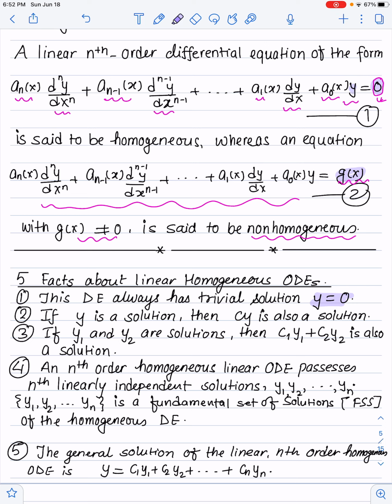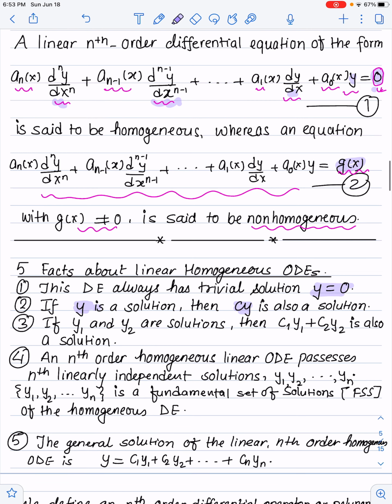Y is 0, y prime will also be 0, and the nth derivative of y will be 0, and that will be the sum of those, with these coefficients also being 0, so it satisfies the differential equation. So a linear homogeneous differential equation always has a trivial solution. And the second fact is, if y, a non-trivial solution, is a solution, then a constant times y is also a solution. Okay, you can plug it in and check it.